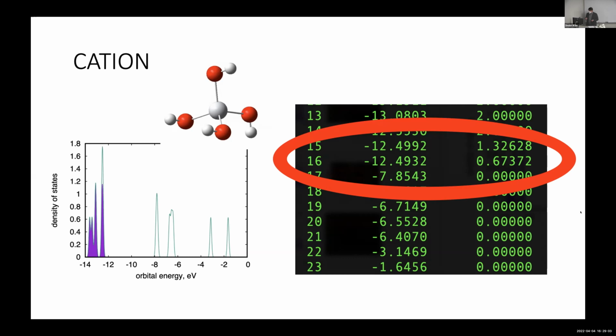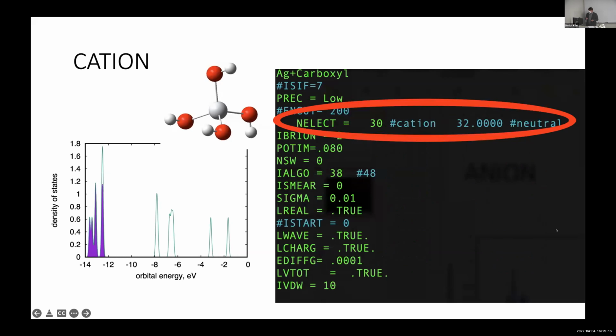Any other ideas? Did you optimize this structure with these keys, or did you use NSW equals 0? I'm not sure. So in the INCAR, we can either do single point. Yeah, you see NSW equals 0 in line 1. Let me count it here: 1, 2, 3, 4, 5, 6, 7, 8. Right? So it means that we take the snapshot of the initial geometry.